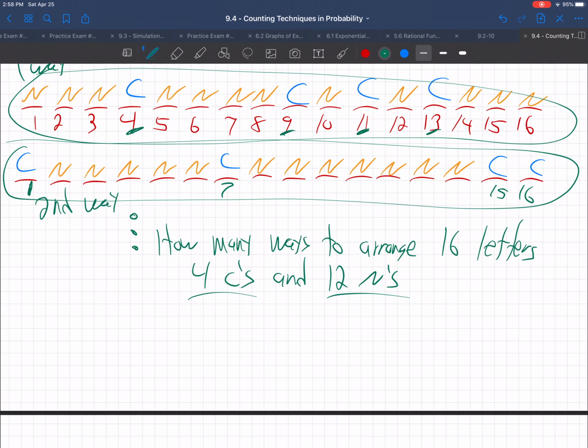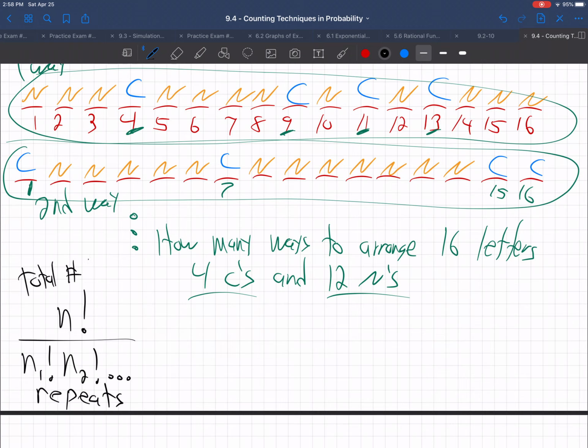Well, we learned that previously. Remember the formula for arranging letters where you've got repeats? It's always n factorial over n1 factorial, n2 factorial, etc. Down here are the repeats. And up here is the total number of letters. So that's the formula. Total number of letters on the top, in factorial, and the repeats down below.